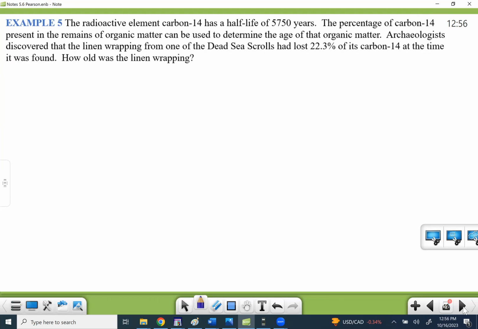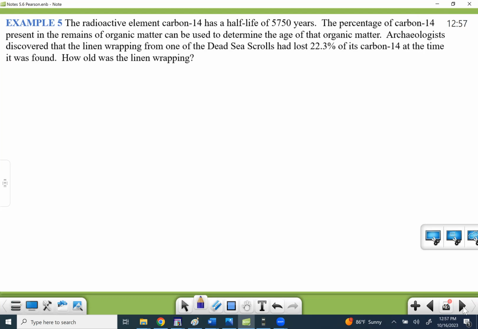A radioactive element, carbon-14, has a half-life of 5,750 years. The percentage of carbon-14 present in the remains of organic matter can be used to determine the age of that organic matter. Archaeologists discovered that the linen wrapping from one of the Dead Sea Scrolls had lost 22.3% of its carbon-14 at the time it was found. How old was the linen?